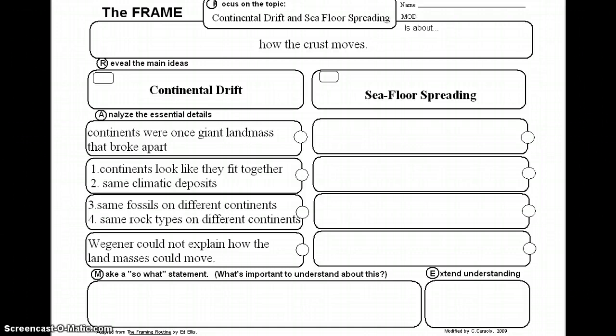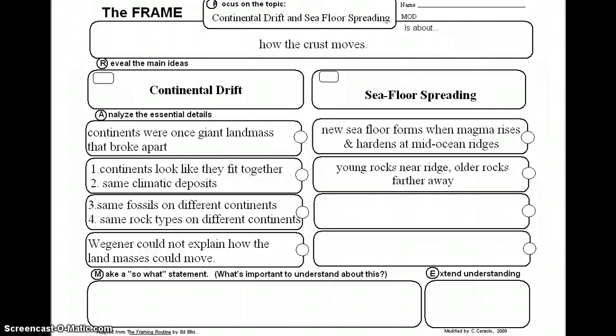And this idea comes from the new seafloor forming when magma rises and hardens at the mid-ocean ridges. Well, we know that the plates ride on top of the asthenosphere. When they spread apart at the ridge, pressure gets released, and some of that asthenosphere can melt, and it turns into magma. So that's where the magma comes from. And if you look at the rocks starting from the ridge and moving away, we notice that the rocks are younger near the ridge and they're older as you get farther and farther away.